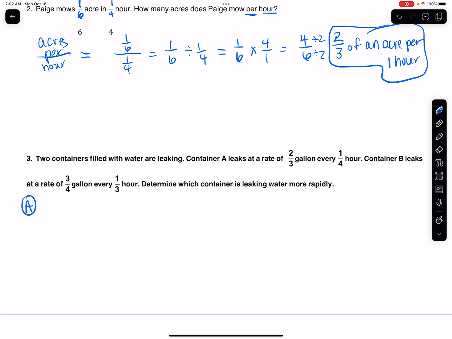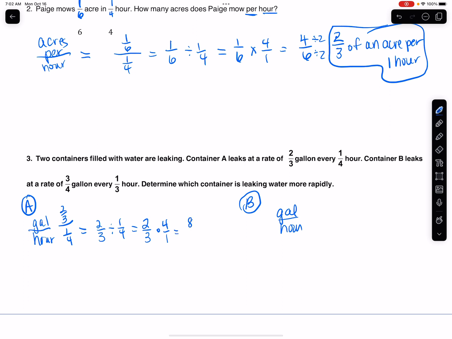All right, we're going to try number 3 where we have 2 containers. So we're going to have container A, we're going to have container B. And it looks like they are leaking at gallons per hour. Setting that up, gallons per hour. So rate A has 2/3 of a gallon per 1/4 hour, which means 2/3 divided by 1/4. Dividing fractions just means multiplying by the reciprocal. So we end up with 8/3.